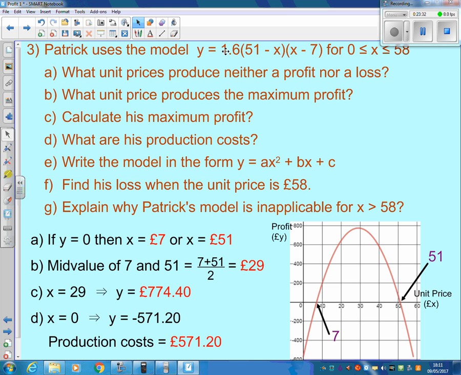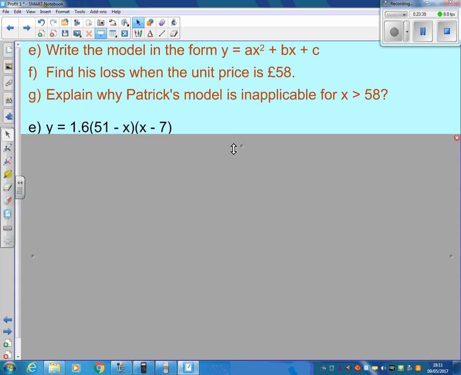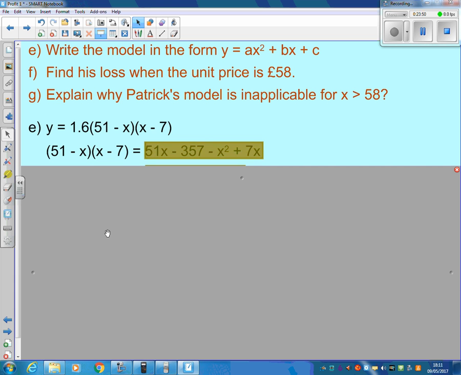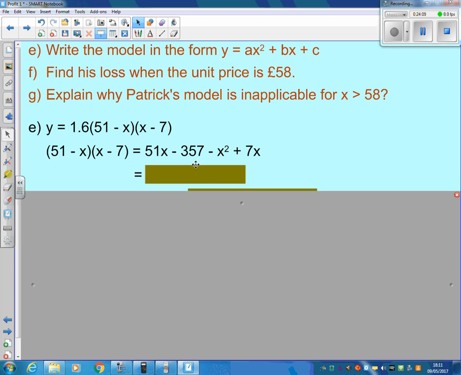Now, same as before, I'm afraid, we're going to have to turn this into the form ax squared plus bx plus c. So, let's go across. We start with it as it was, 1.6, 51 minus x, x minus 7. Just like before, let's do it in steps. Start with 51 minus x, x minus 7, multiply them out, 51x. 51 times minus 7, take my word for it, it's minus 357, you can check on a calculator. Minus x times x, minus x squared. Minus x times minus 7 plus 7x. Gather them together. 51x plus 7x is 58x. So you've got 58x minus 357 minus x squared. If I want it in order, I do minus x squared, then the plus 58x, then the minus 357.